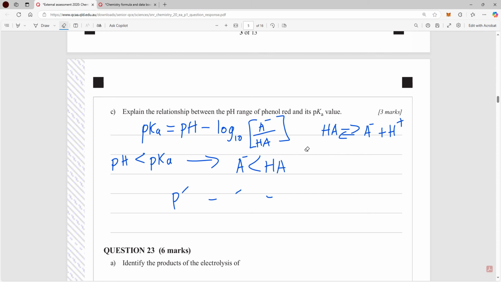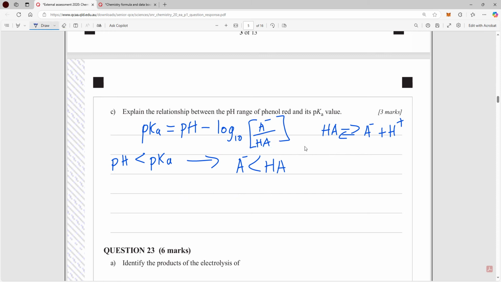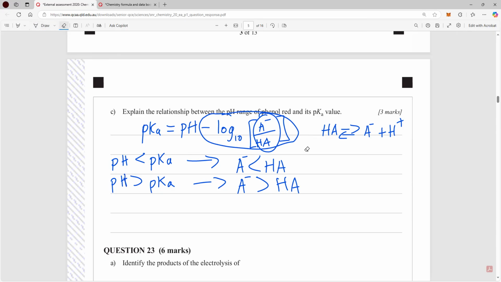Now, likewise, if the pH is greater than the pKa, that implies that there's more conjugate base than the acid. Because if there's more conjugate base, this number here is going to be bigger than 1, which basically means this whole thing would be negative, which means your pKa would be your pH subtract a value here, implying pretty much your pH is larger. Now, that's tricky to do and explain if you don't have this equation. So remembering this equation is actually quite important when explaining relationships here.